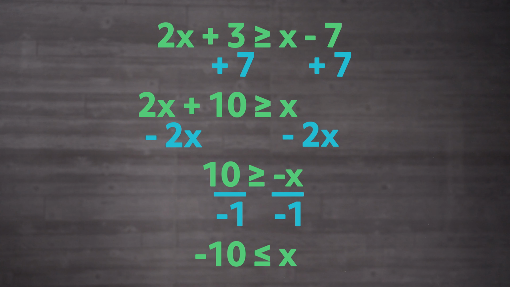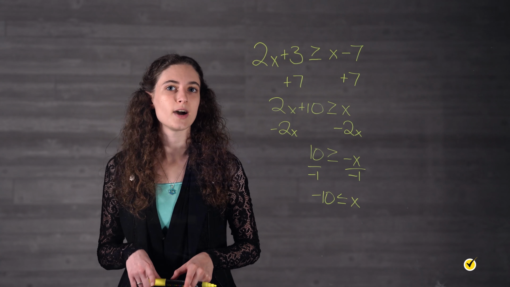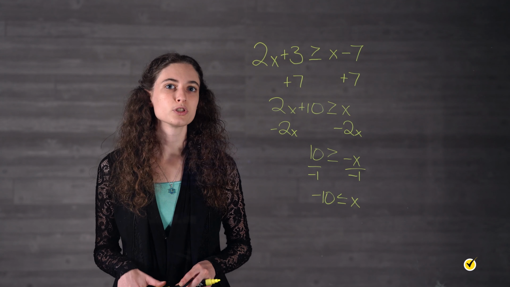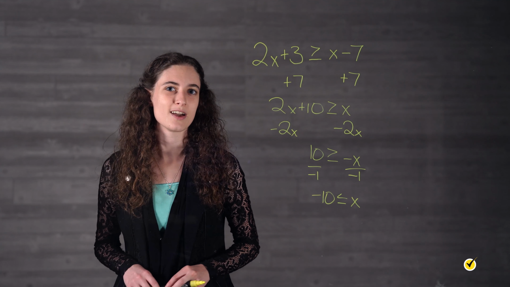Now, notice with this inequality, you could have subtracted x and subtracted 3 from both sides. This will give you the same answer, and you can avoid dividing by a negative. Sometimes there are multiple ways to solve an inequality or an equation, so be on the lookout for ways to make your life a little bit easier.